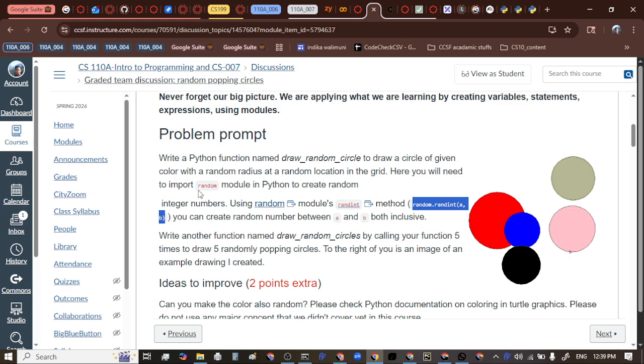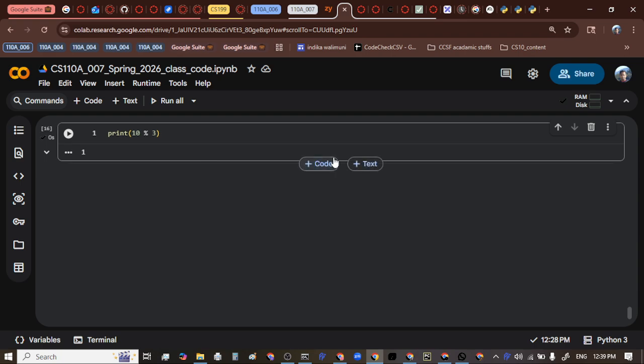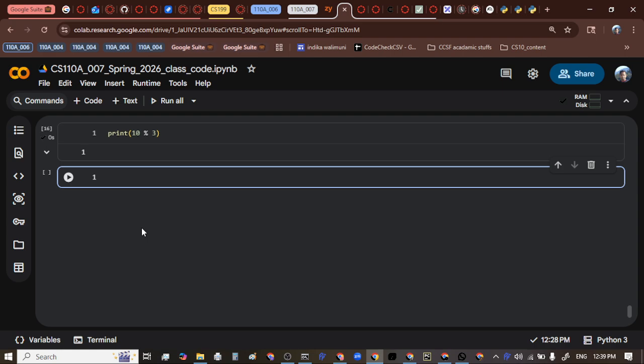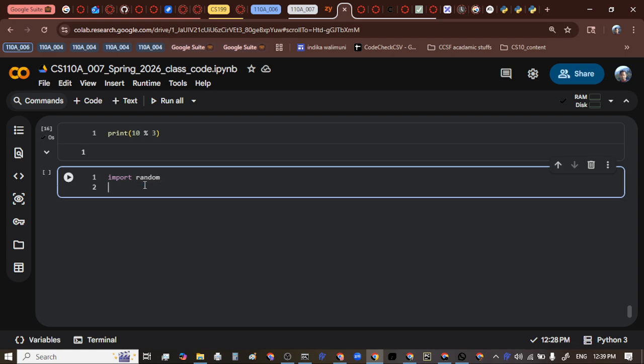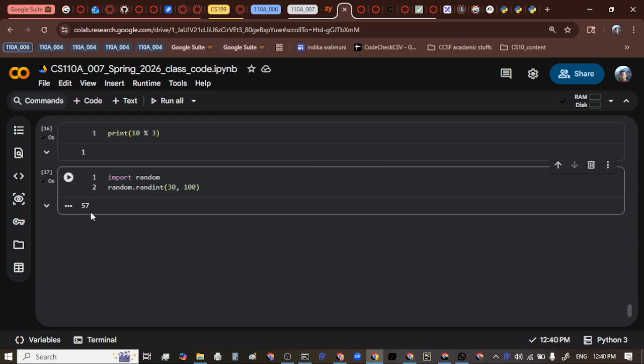Because we haven't gone over the random module properly, that's why I'm giving you this. So you will first need to import what? To get a random number, you want to import what? The random module, right? So import random. And let us say I want the radius between 30 and 100. So this is the radius, just a number. If I run this, I got 57.